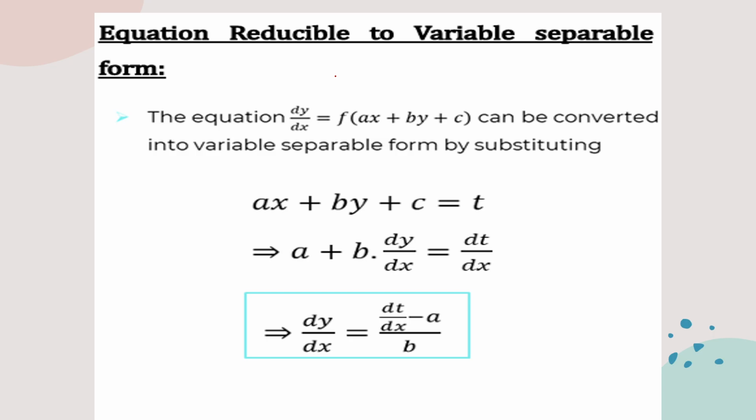You can see the equation of dy by dx, which is given in this format, ax plus by plus c, can be converted into the variable separable form by substituting the total expression as t and then do the integration with respect to x. Convert this whole expression in terms of dt by dx. Okay, so dy by dx value you can find out from here in terms of dt by dx and other constants. Okay, this is clear. Easy part, right?